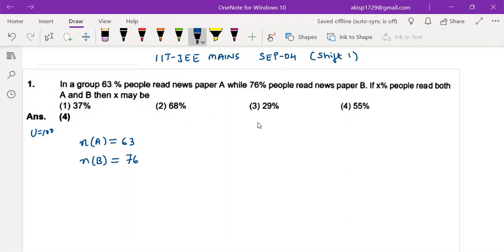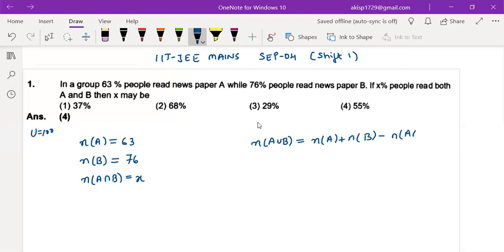The question is asking us the number of people who read both A and B, which is given to us as X. We are asked what kind of percentage X may have. So we will use the formula n of A union B is nothing but n of A plus n of B minus n of A intersection B.